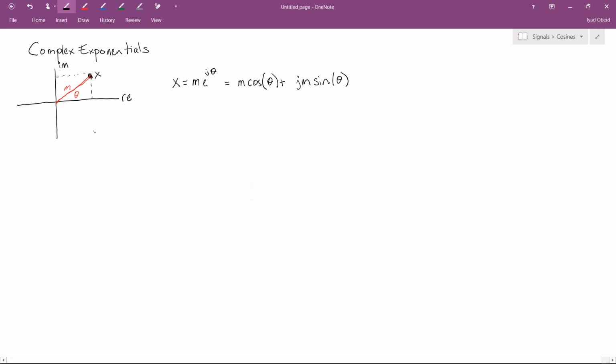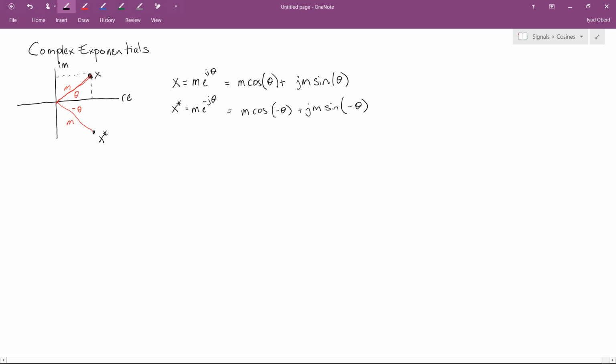Now, alternately, we can consider a different point, which we're going to call x conjugate. There are two ways to define a conjugate. In polar form, it's something that has the same magnitude but opposite phase. In rectangular form, it's the same real part but opposite imaginary part. So x conjugate is m e to the minus j theta, which equals m cosine of minus theta plus j m sine of minus theta.